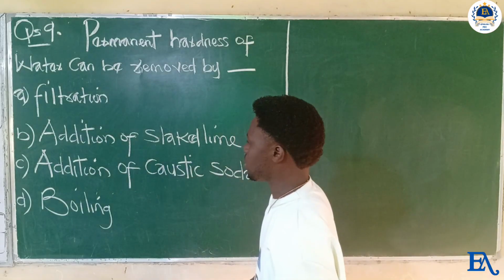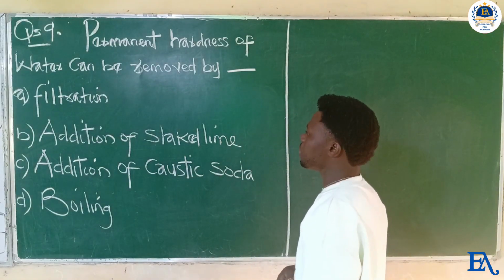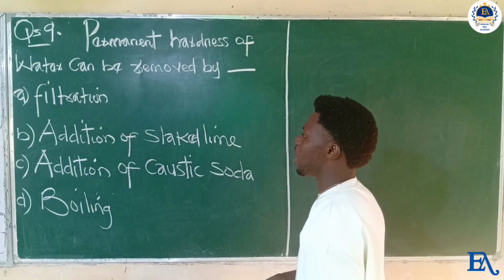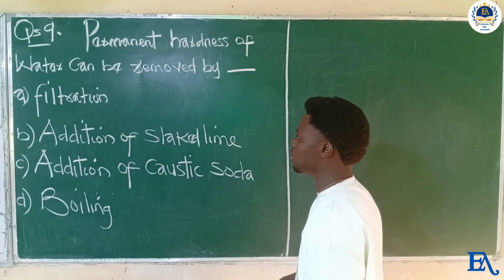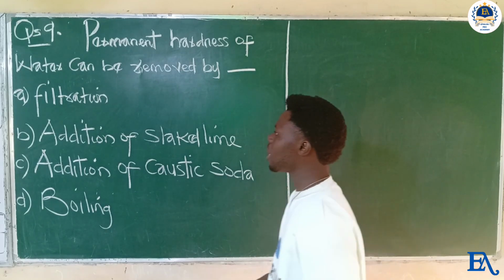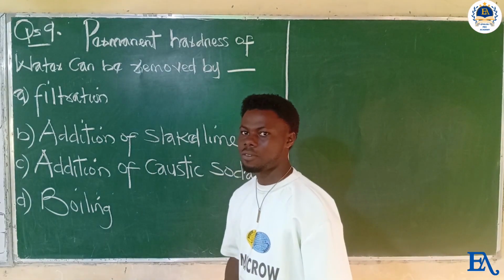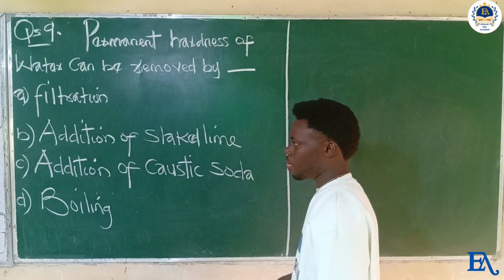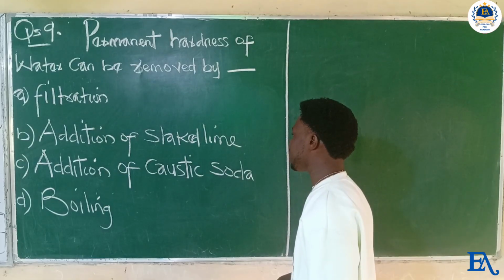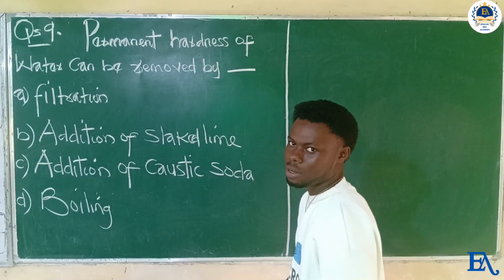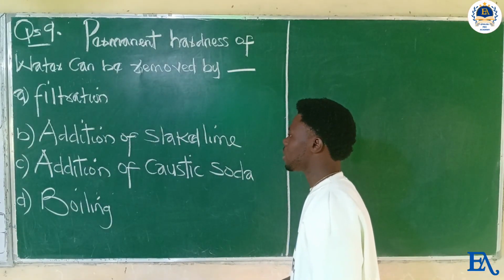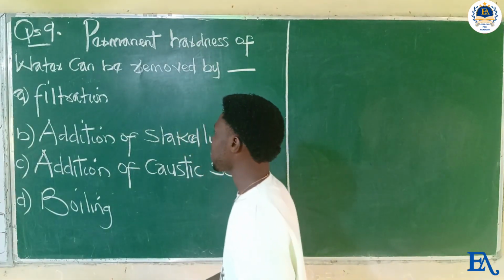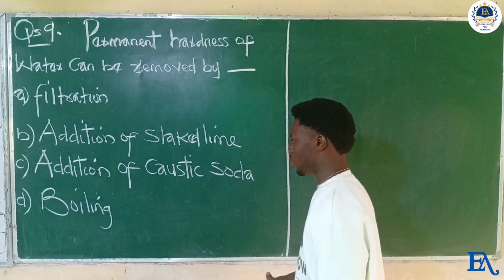Let's examine the options. Option A, filtration. Filtration can only remove an insoluble solid. So hardness causing salts are dissolved. They are soluble. So option A is not the correct option. Option B, addition of slaked lime. Slaked lime is calcium hydroxide, and calcium hydroxide can only be used to remove temporary hardness of water, not permanent. So option B is wrong.